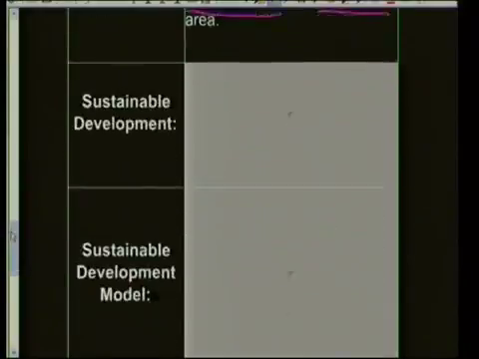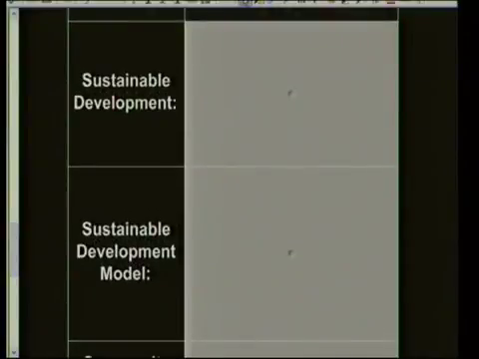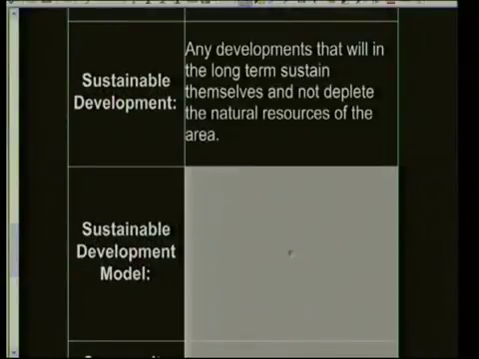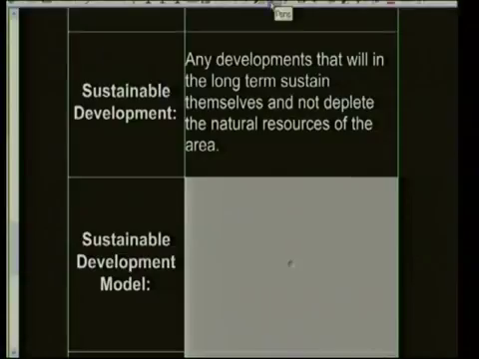All right. Now we look at sustainable development. Sometime or other in your life, in terms of studying geography, you need to study a definition of sustainable development. You can then take that exact same definition, and anytime sustainable development is mentioned, you can apply that definition. So the one that we've got today says: any development that can sustain itself long term, and does not deplete the natural resources of the area.